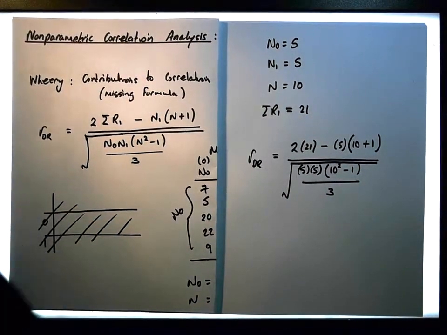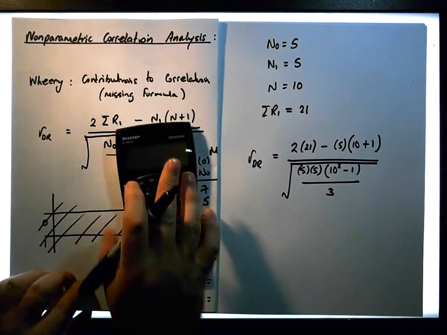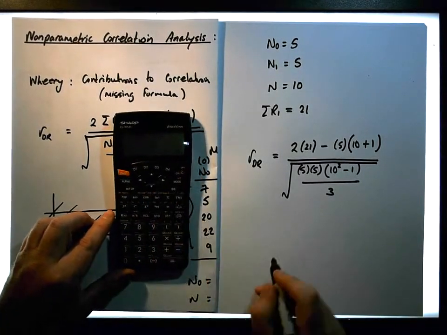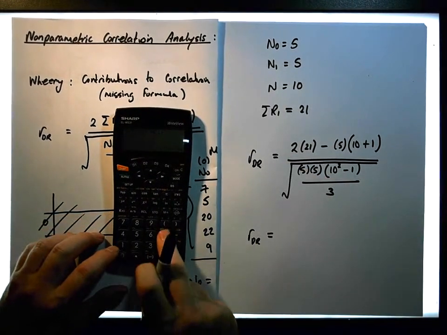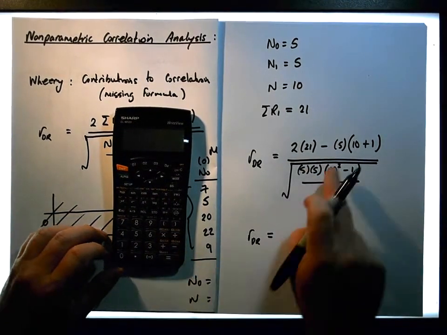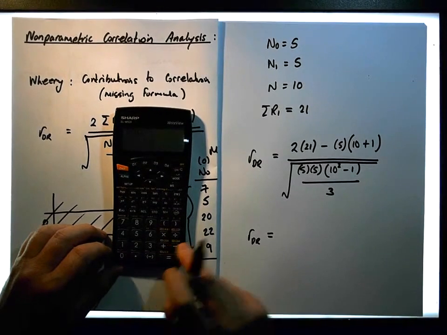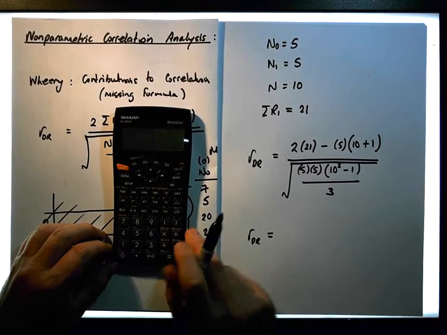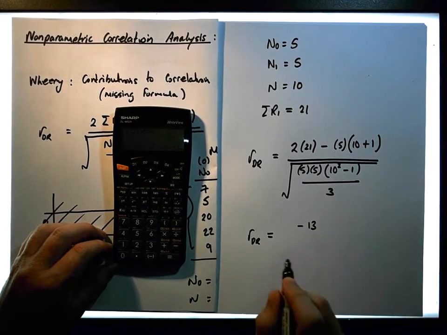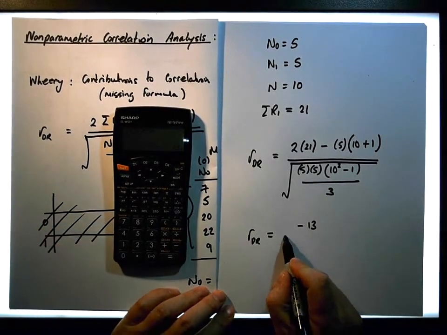So maybe if I have a look for my calculator, I might be able to do this a little quicker. So we have r is equal to 2 times 21, minus 5 times 11, which is minus 55, which gives us a value of minus 13. So we have a negative association so far.